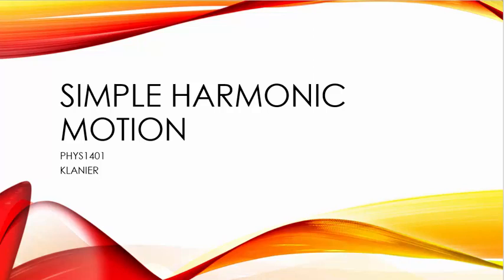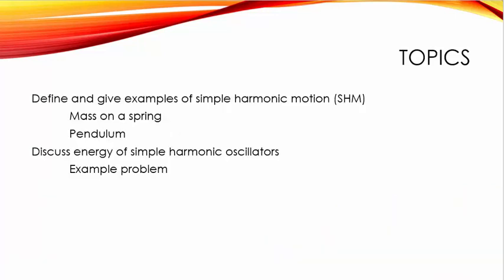A special example of oscillatory motion is simple harmonic motion. And for these notes, we're going to define and give examples of simple harmonic motion. We're going to talk about what a mass on a spring does, a pendulum swinging back and forth. We're also going to talk a little bit about energy in simple harmonic oscillators with an example problem.